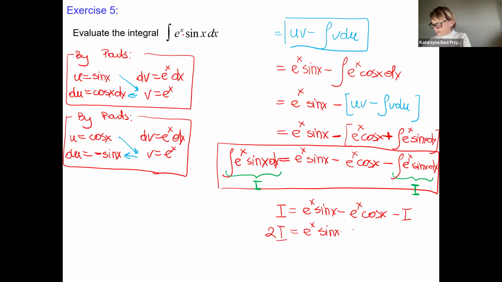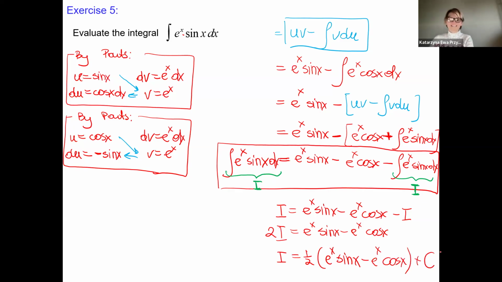Oh, I can factor out e to the x, but let's divide by 2. That means integral I equals 1/2 e to the x times (sine of x minus e to the x cosine of x), and we can put plus the constant. And that's actually the integral.